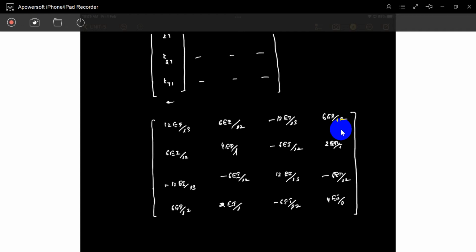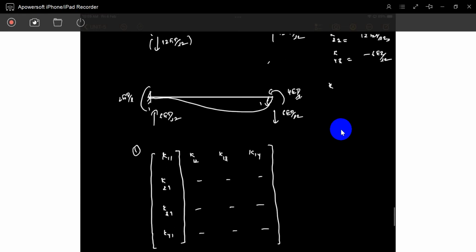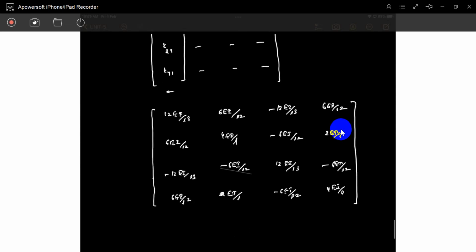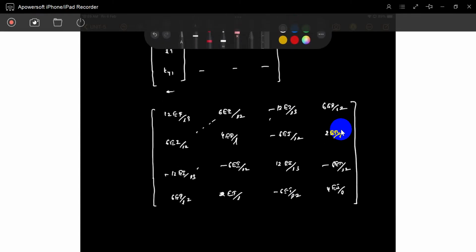See, this is a symmetric matrix. Or observe it. That's why I didn't write those fourth, because I just want to show you this stiffness matrix. So everything is stiffness. Just observe it. This is exactly this. This is exactly this. This is equal to this. This is equal to this.